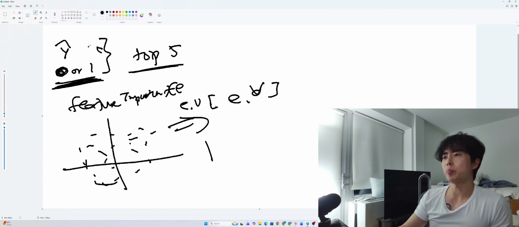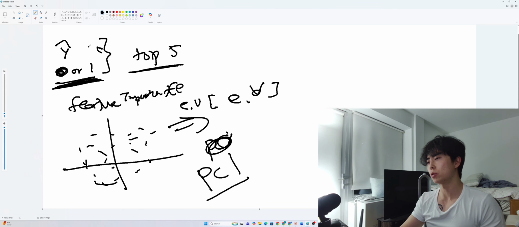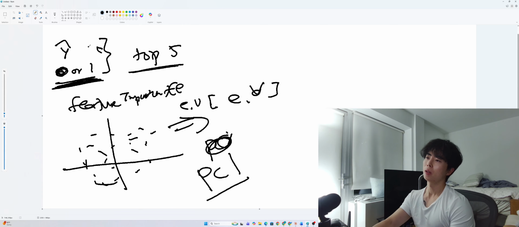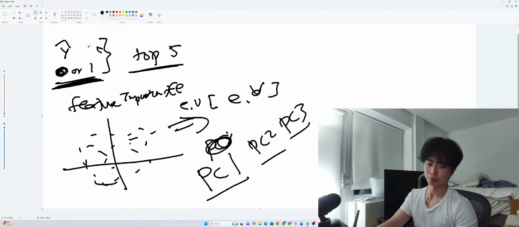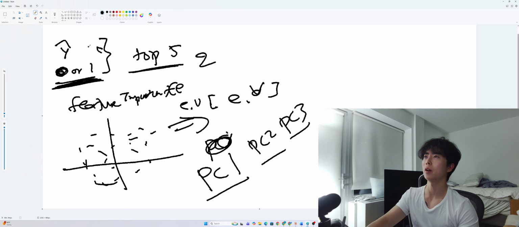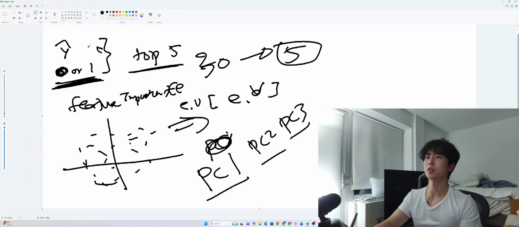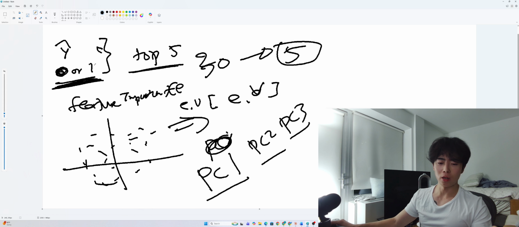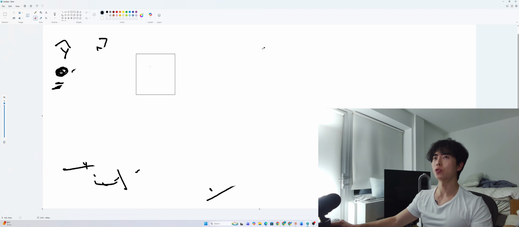PC1 is always going to capture the most variance, and then PC2, PC3 follow. These are basically each feature. So if you have 30 columns of data, you're transforming them into 5 columns. That's what PCA does with eigenvectors and eigenvalues. It captures the variance as much as possible. And you can use these shrunk features to train the model.